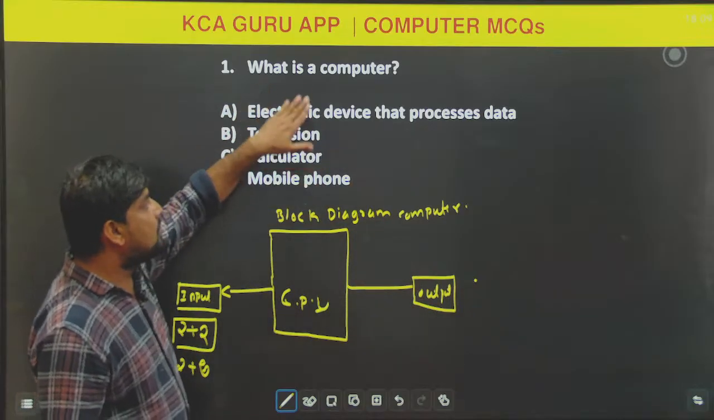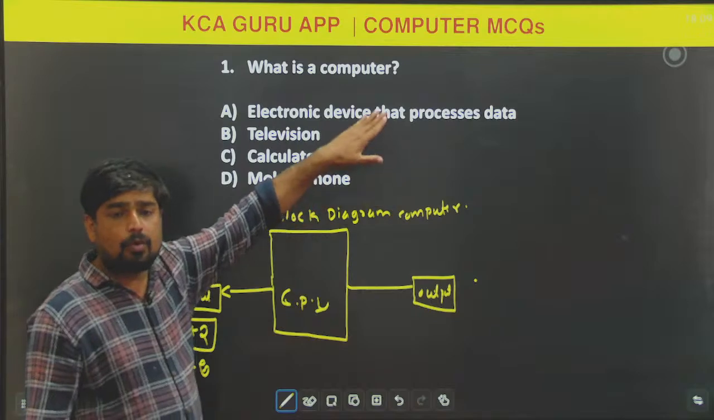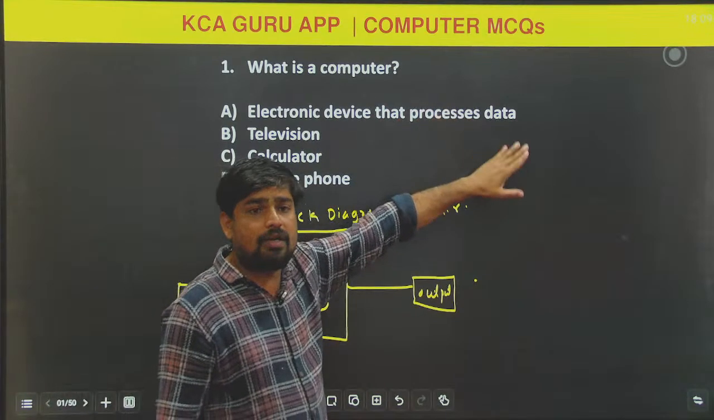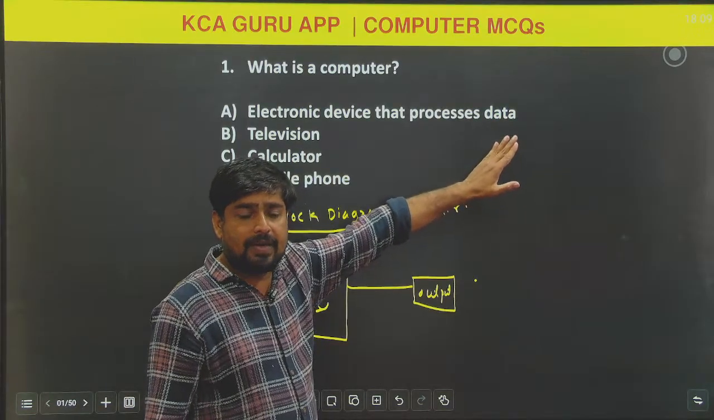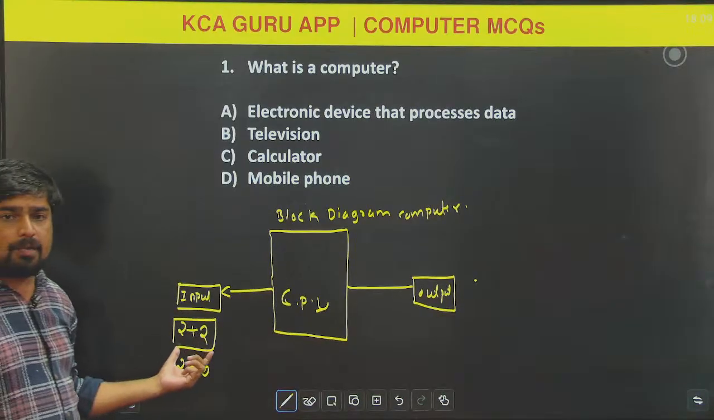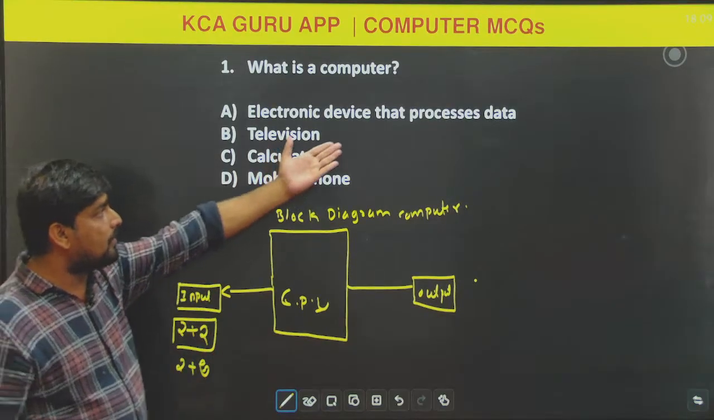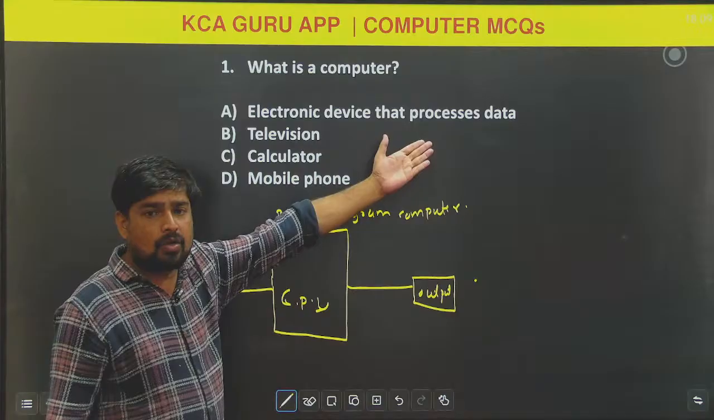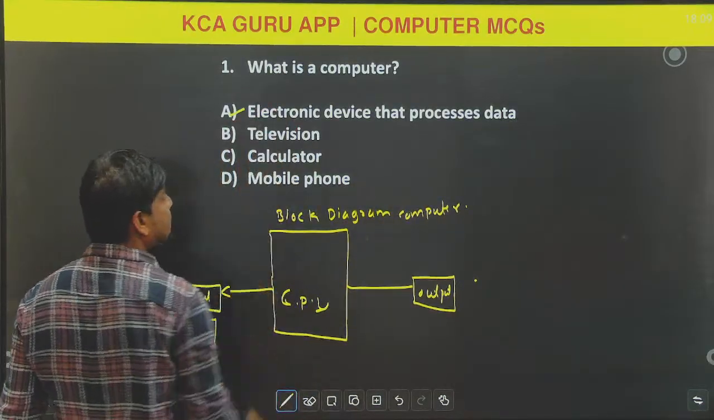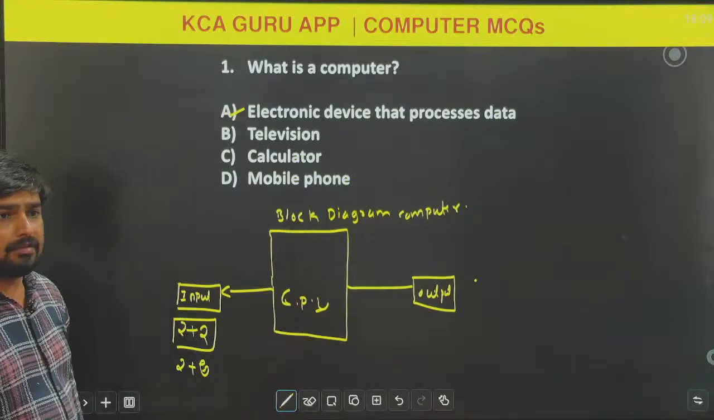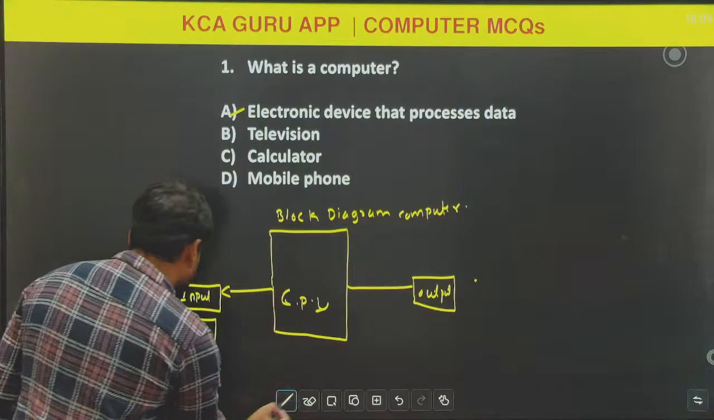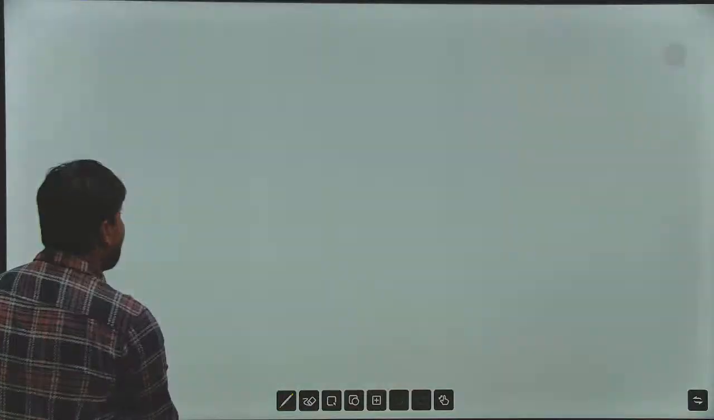A computer is an electronic device that processes the information and gives the data, whatever required result you expect. So what is the answer here? The electronic device that processes the data. Are you getting my point? Yes. So come to the next.